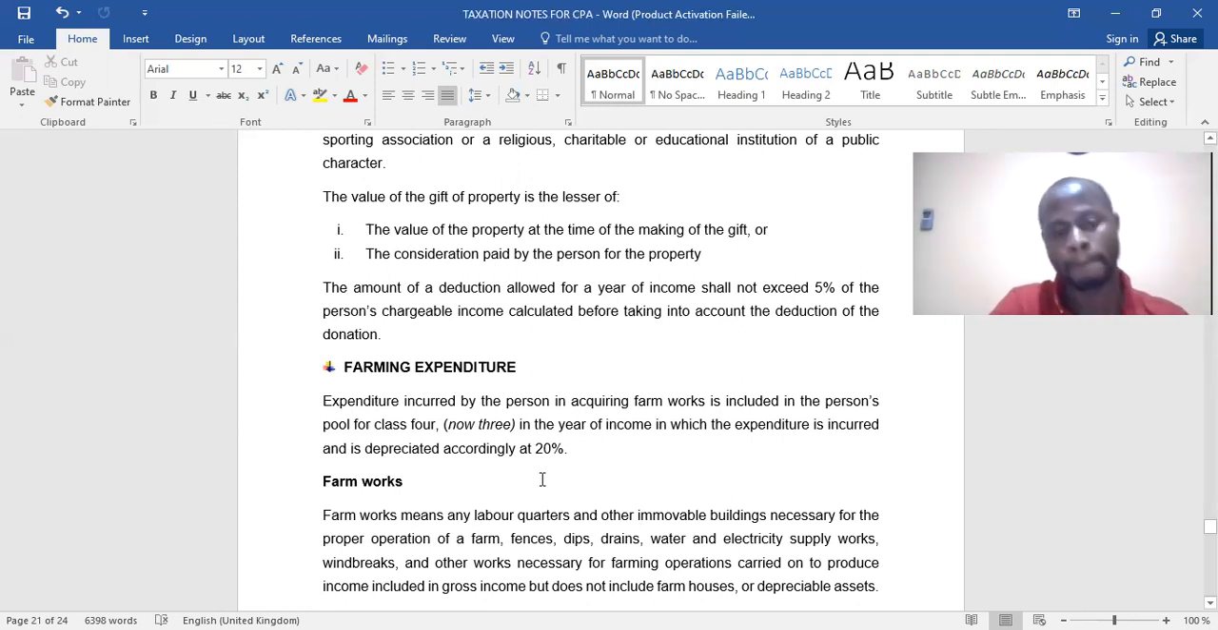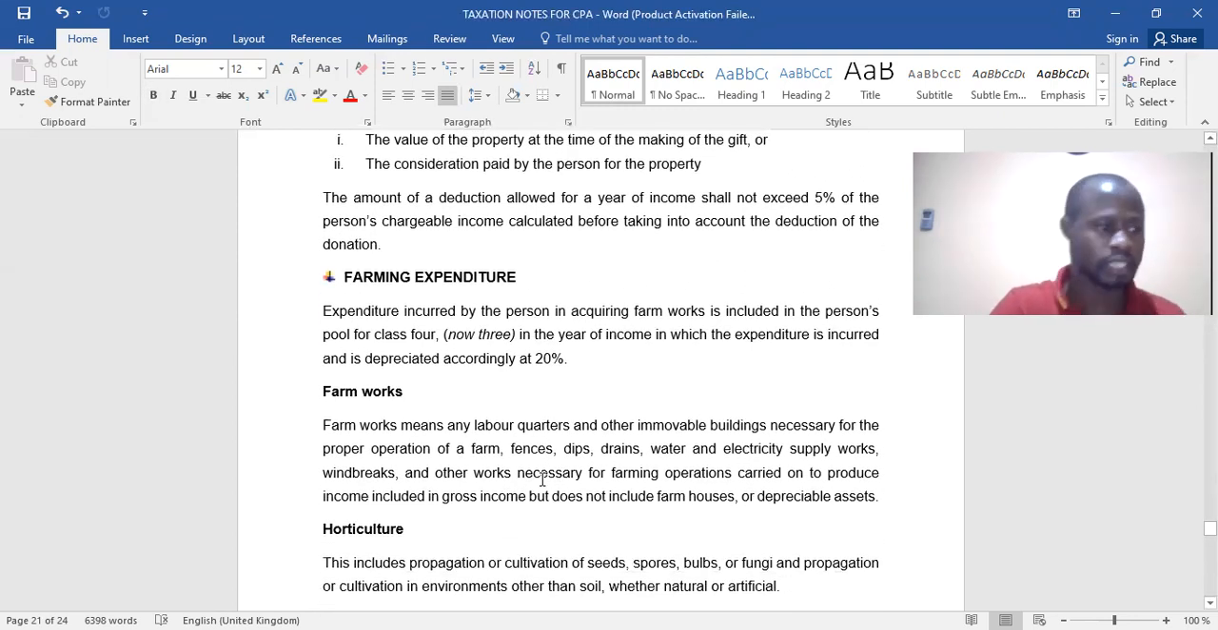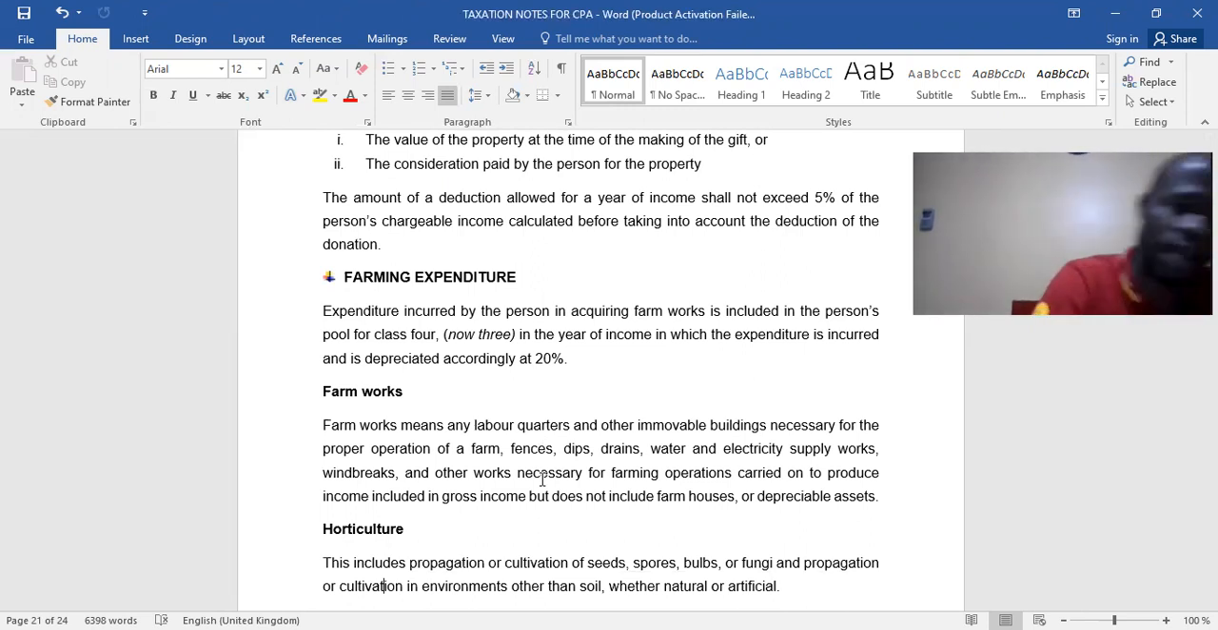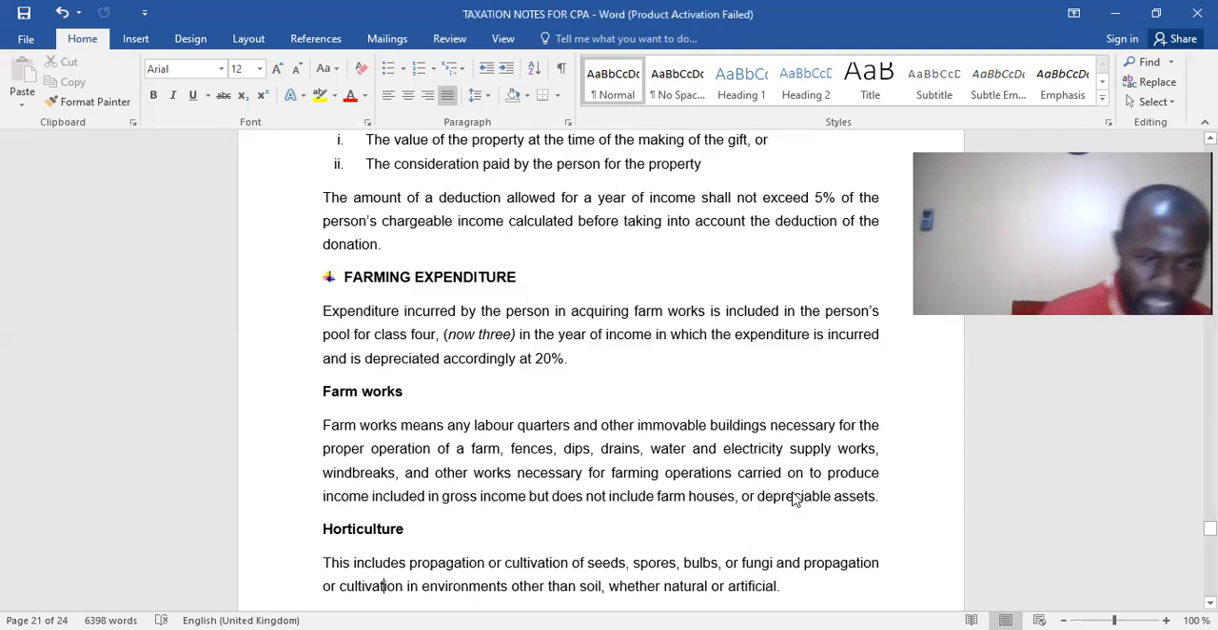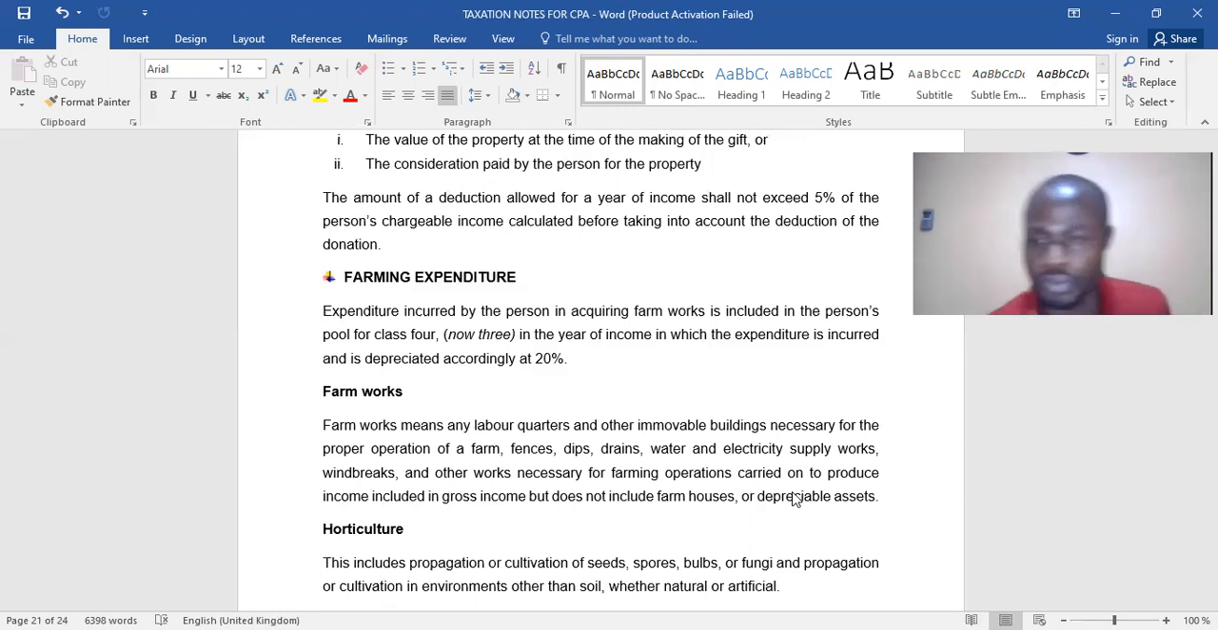So farming expenditure. Expenditure incurred by the person in farming, or who is in the business of farming, is categorized. We have farm works, we have horticulture. Now for farm works, if you are in the business of farming and you incur expenditure on plant or machinery, that expenditure would be included in class 4, taxed at 20%.